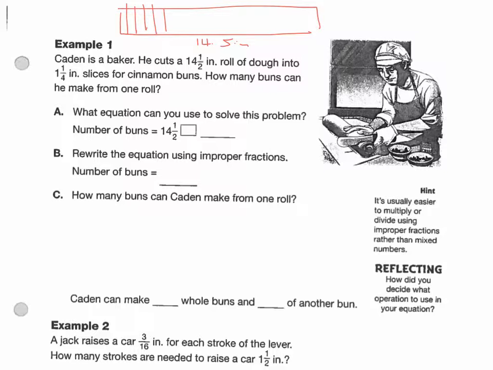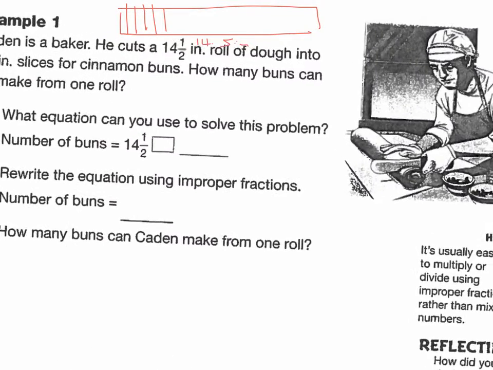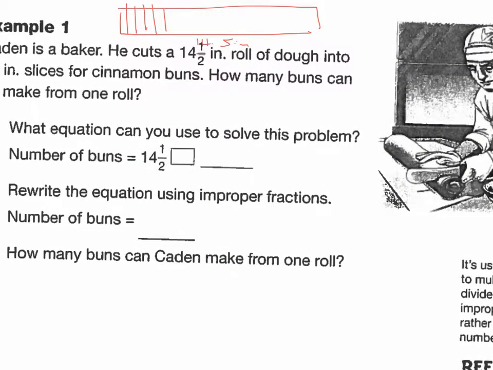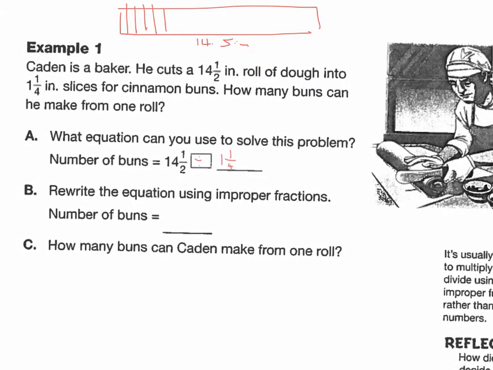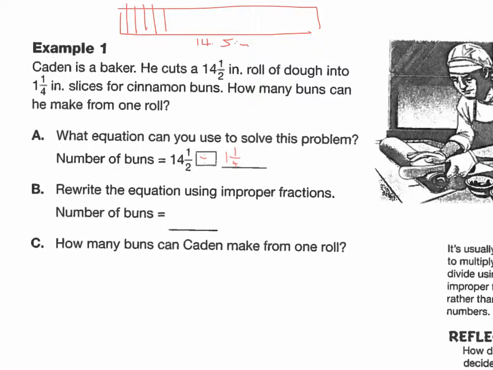How many buns can you make from one roll? Well, we're taking 14.5 inches, and you need to divide it by the 1 1/4. Okay. So 14.5 divided by 1 1/4. Well, let's convert these to improper fractions.